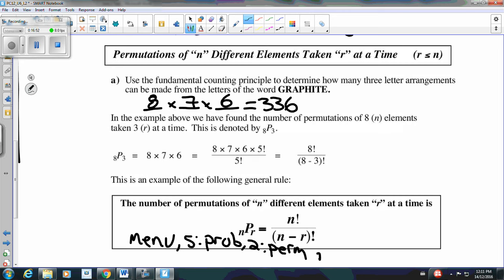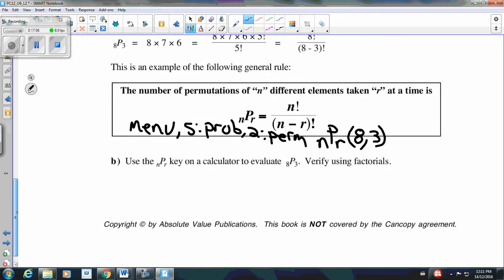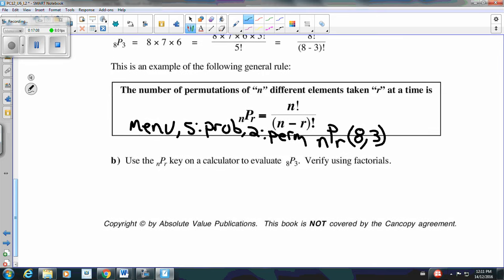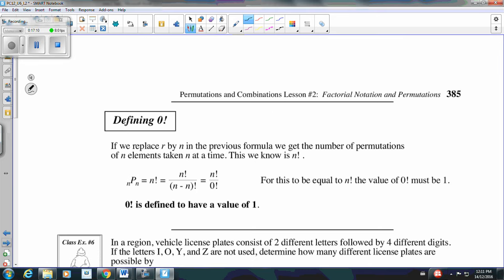So your screen's going to look like this, nPr, and it's going to give you your brackets. And you're going to type in your n value, which is how many you have to choose from, followed by your r value, which is how many you're placing. So I verified that on the calculator.